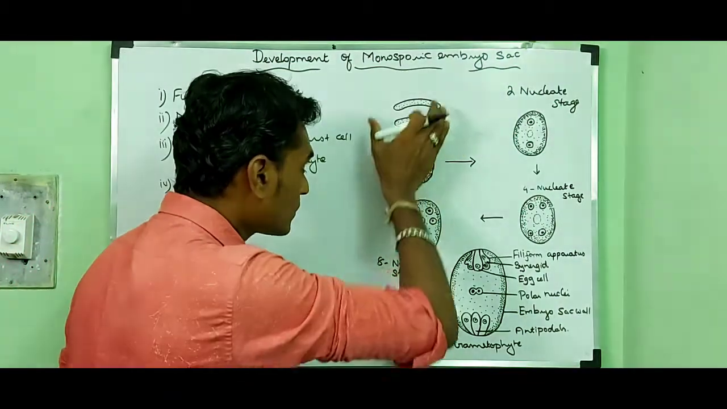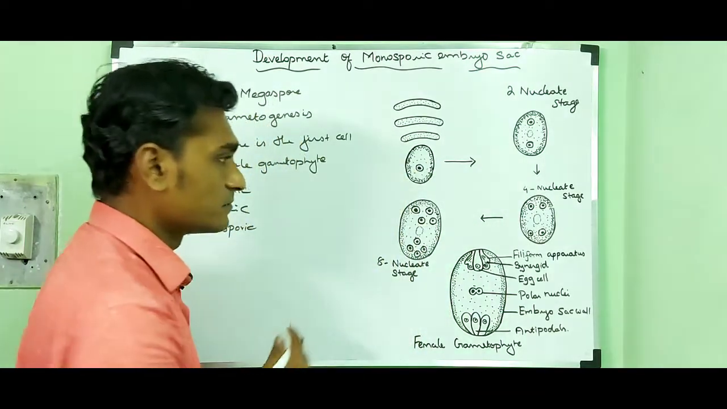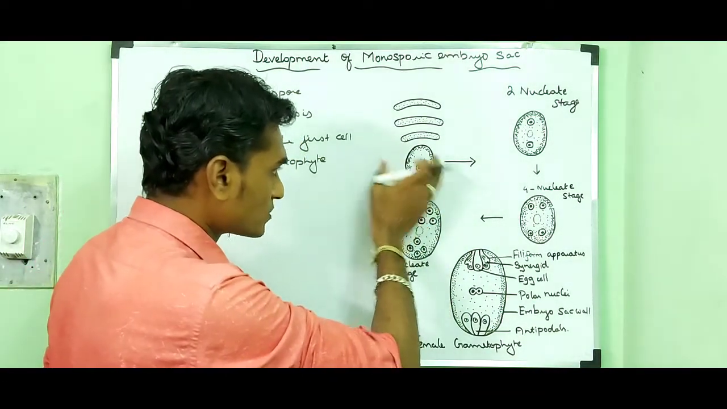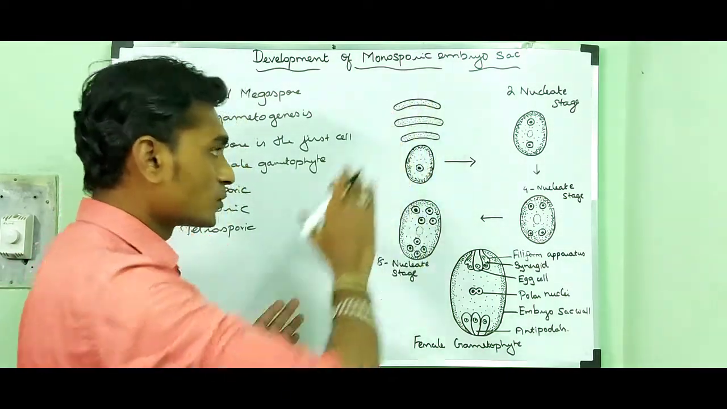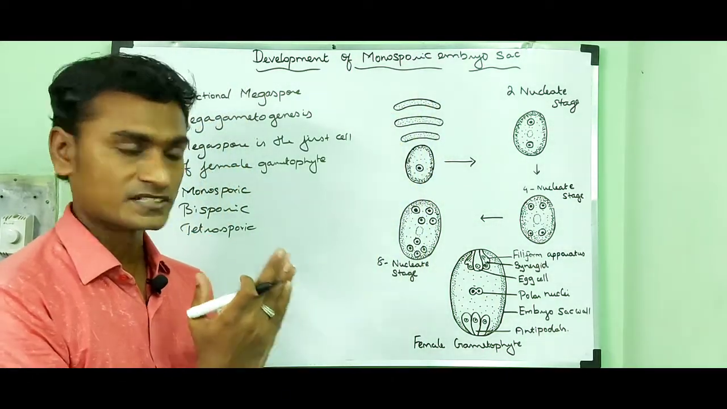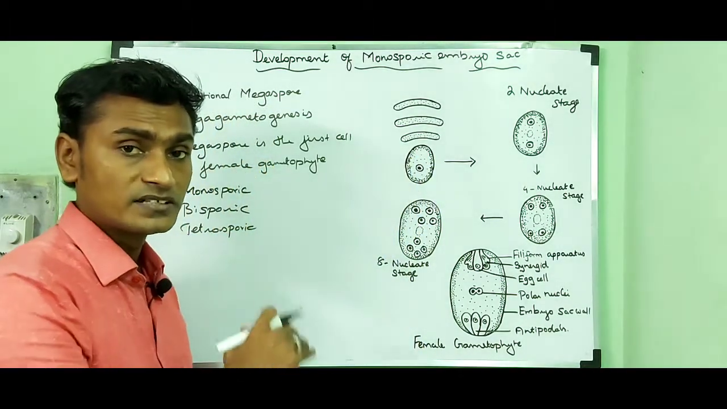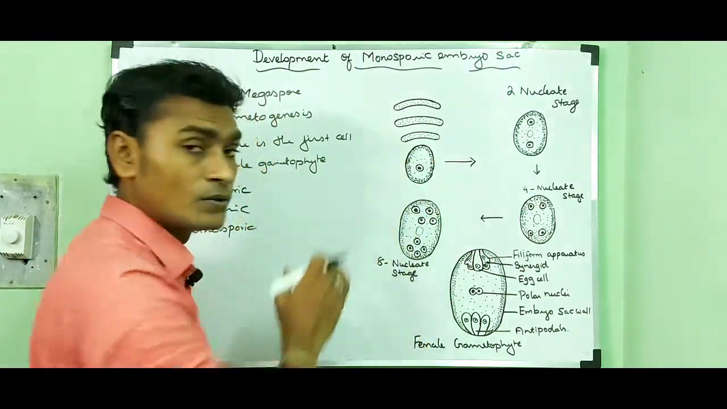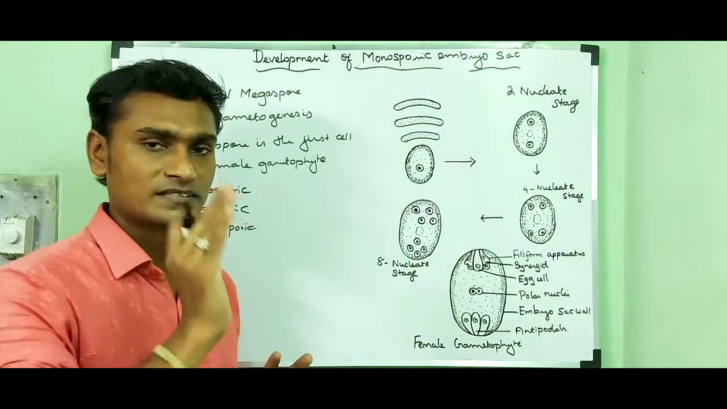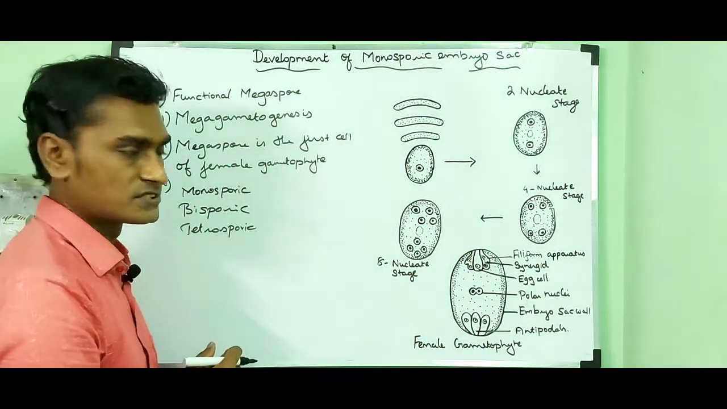Here we have four megaspores. This one is the functional megaspore. The remaining three megaspores degenerate. So the development of the female gametophyte or embryo sac takes place with the help of one functional megaspore, and that type of embryo sac is called a monosporic embryo sac.